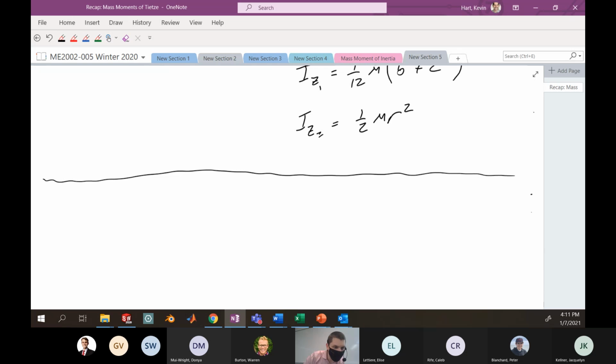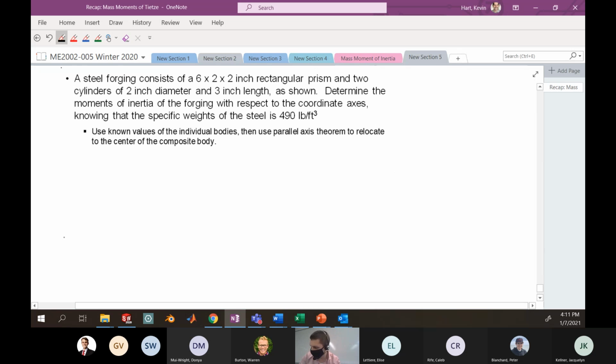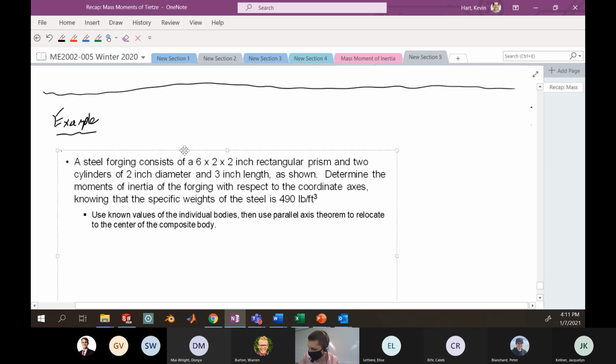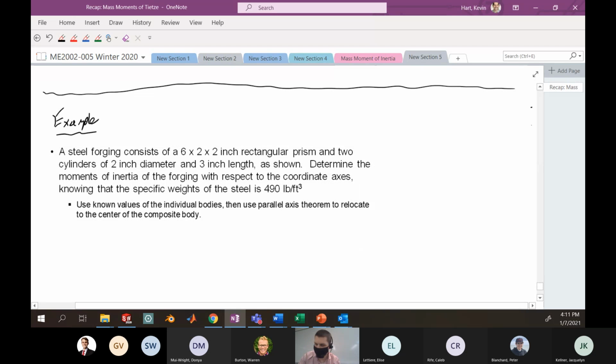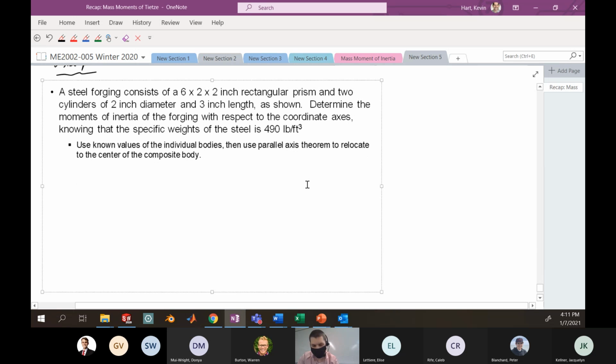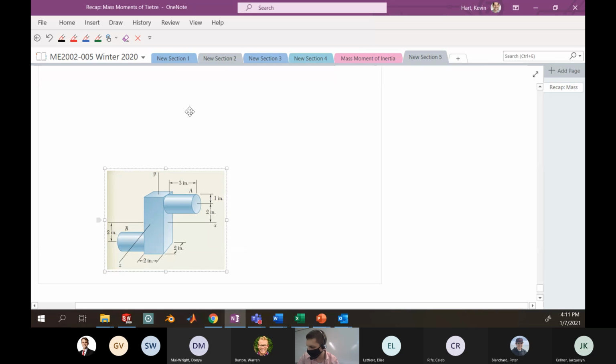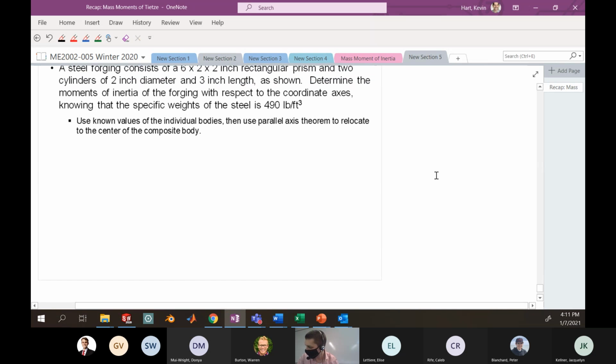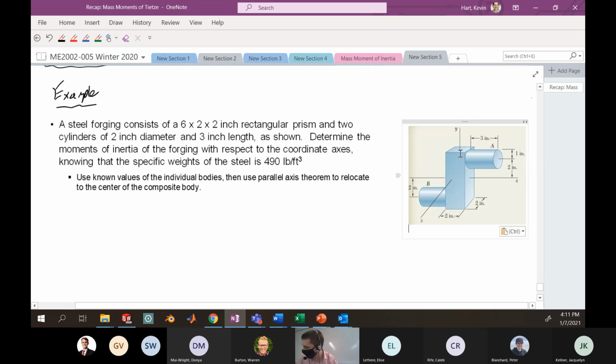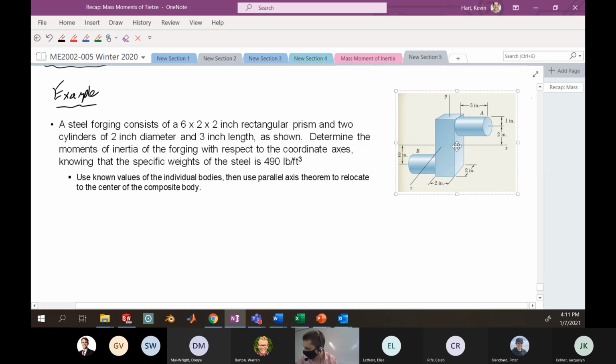I'll just bring that in here straight away. So here is the problem statement. And I'll bring in the picture here as well. Whoa, why did I put it way down there? I never understand copying and pasting into OneNote. Yeah, that worked just fine.